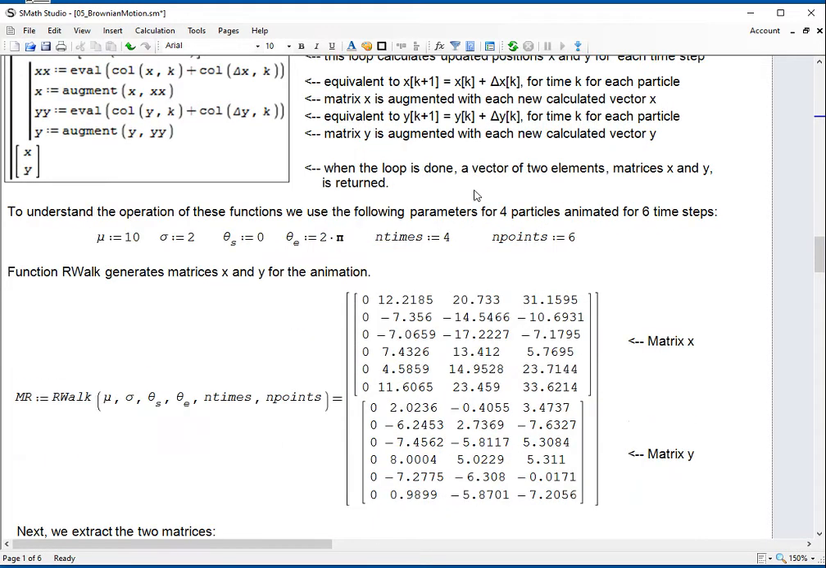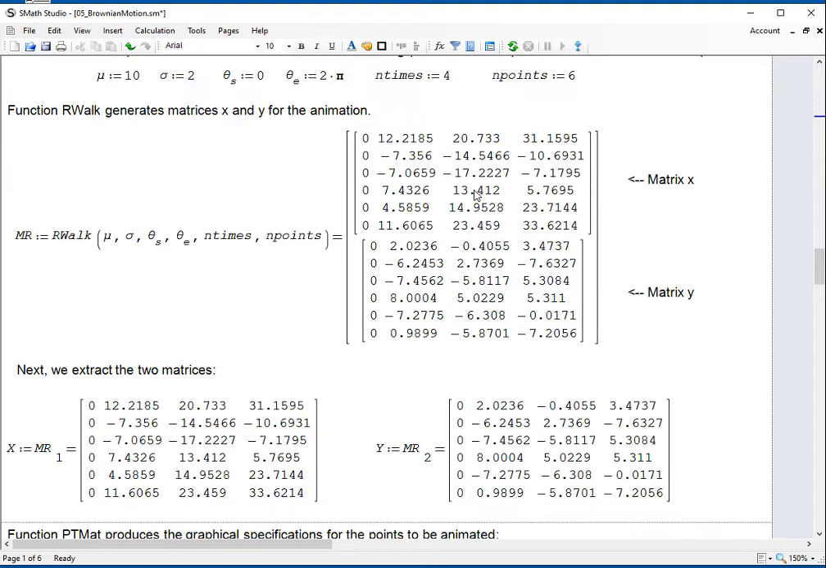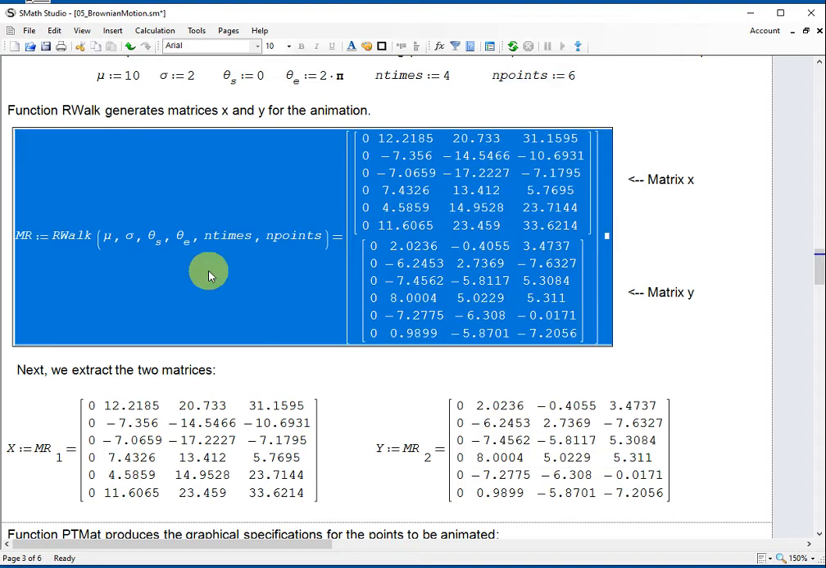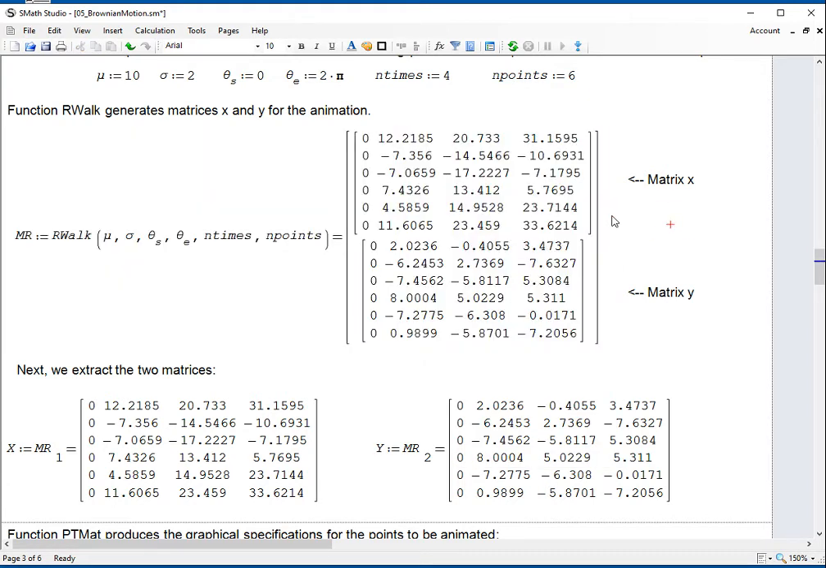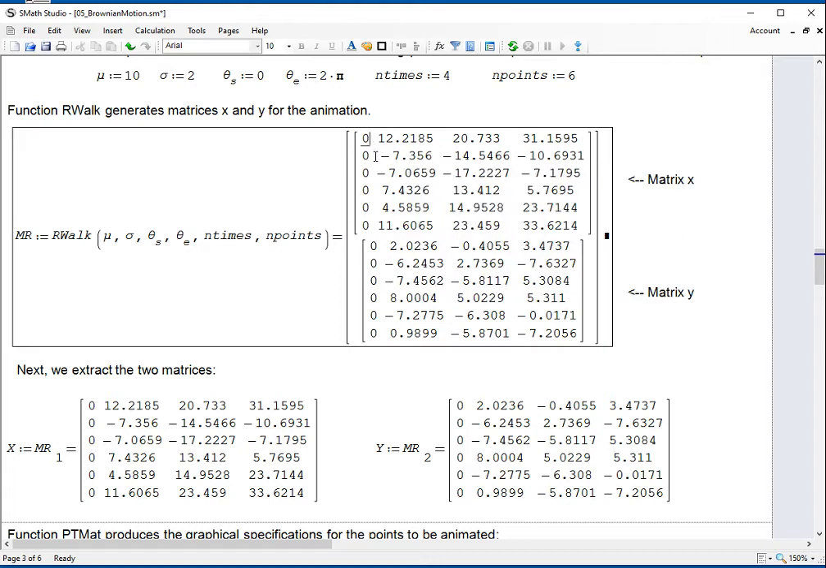I did an animation here with these parameters, but only 4 times and 6 points. And so this is what you get out of the rwalk function. You get the matrix of position over time. At the first time position, they are all at the origin, and then every column represents different values of time. They have 4 times, as I indicated before, and there are 6 particles.